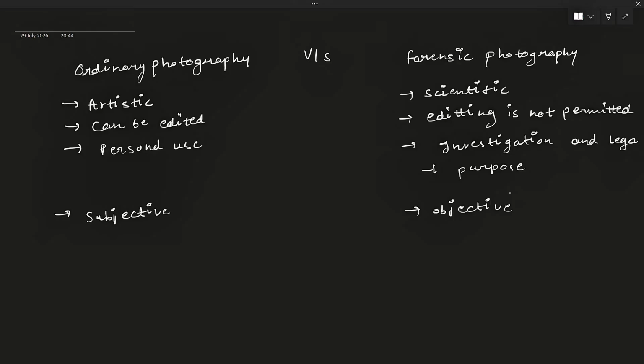Suppose you click a family photograph. If the image is slightly brighter than reality, nobody cares. But imagine a blood stain appearing darker or lighter because someone edited the photograph. Could that affect the interpretation of the evidence? Yes. That is why a forensic photograph must remain objective.